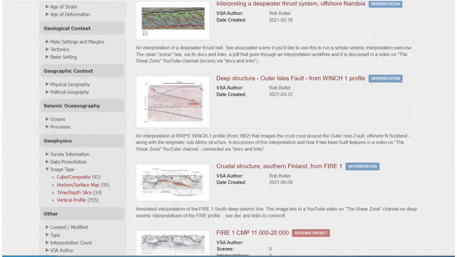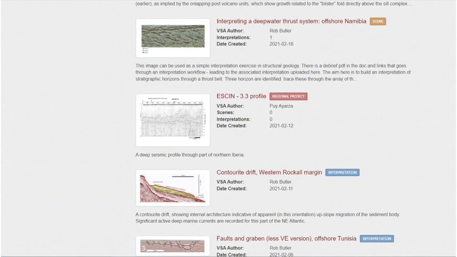And of course there's still plenty of vertical profiles in the atlas, from profiles across sedimentary basins or the entire crust, or even just the shallow near seabed. So a great variety of image type in the VSA.